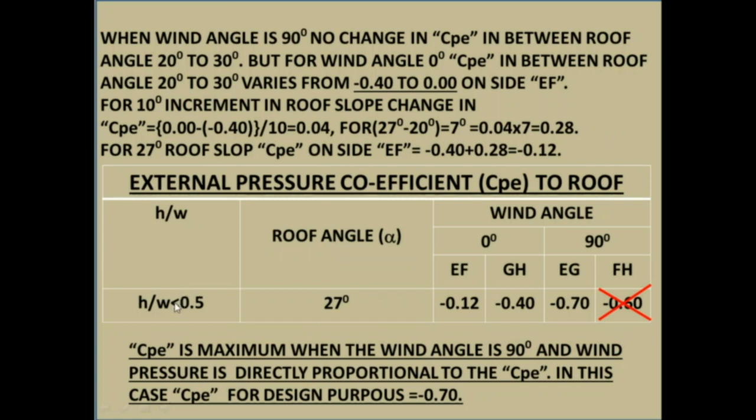Total H by W 0.5, roof angle 27 degree, wind angle 0. On EF side, CPE is equal to minus 0.12, on GH side minus 0.4, on EG side minus 0.7, FH side minus 0.6. But here CPE is maximum when the wind angle is 90 degree, and wind pressure is directly proportional to the CPE. In this case, CPE for design purpose is minus 0.7.